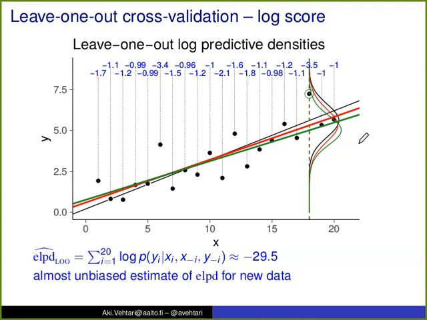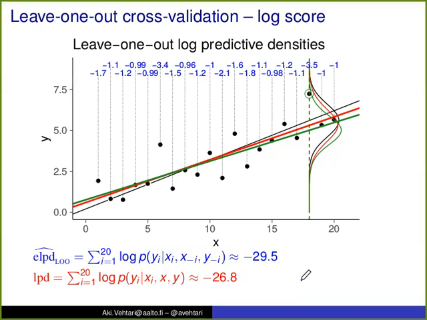And now this ELPD hat is an almost unbiased estimate of ELPD for new data. The reason why it is almost is that we are using just one observation less to form these predictive distributions, whereas for the true ELPD we would be using predictions based on all the observations. So in this case, it's the difference of only whether we are using n or n-1 observations. And when n increases, this bias also decreases.